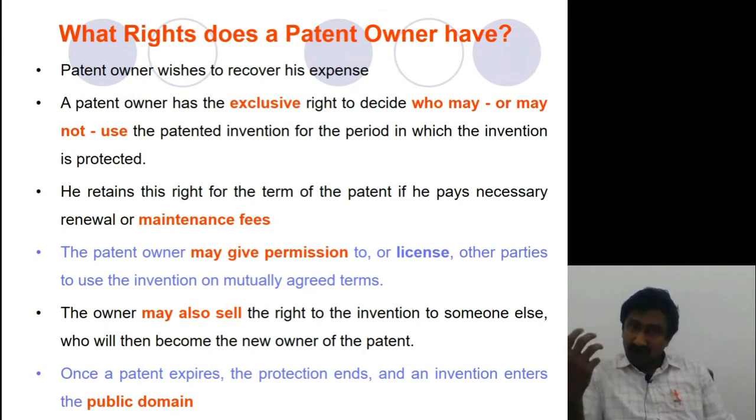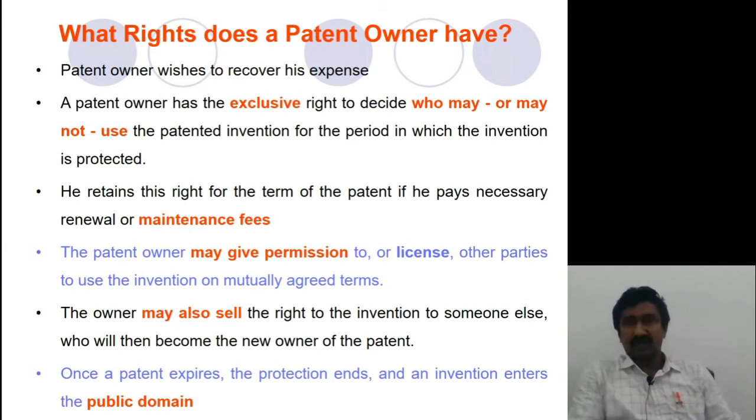So he needs to give permission to the people, companies, firms or technology developers to use his technology in their products. That means he gives permission and a license to third parties or other companies for using the invention on mutually agreed terms, and he can earn revenue out of that.